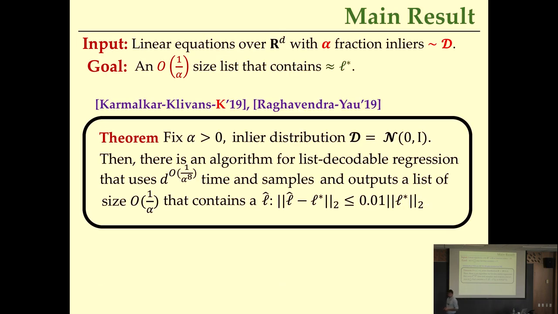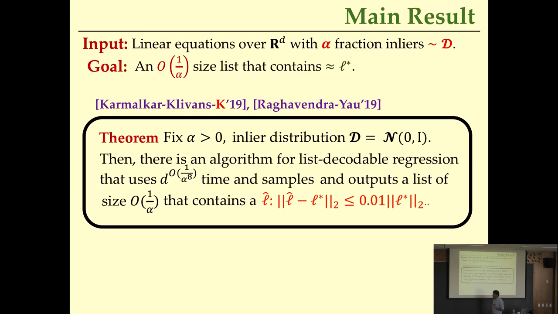Good. So let me tell you the result. Before that, let me mention that it was independently and concurrently discovered also by Prasad Raghavendra and Morris Yau. They had a slightly larger list size, but let's not split hairs. Basically, they proved almost the same result. The result says the following. Fix some constant alpha, like 0.25, and fix the inlier distribution to be standard Gaussian. Then there is an algorithm that takes d to the O of poly 1 over alpha time and samples. If alpha is a constant, this is a fixed polynomial in d, and it outputs a list of size O of 1 over alpha, which is what we would have wanted. The list contains an element L hat which is close, relatively speaking, to L star. This constant can be made a parameter, but let's not carry an additional parameter throughout the talk, so fix it to be some 0.01.